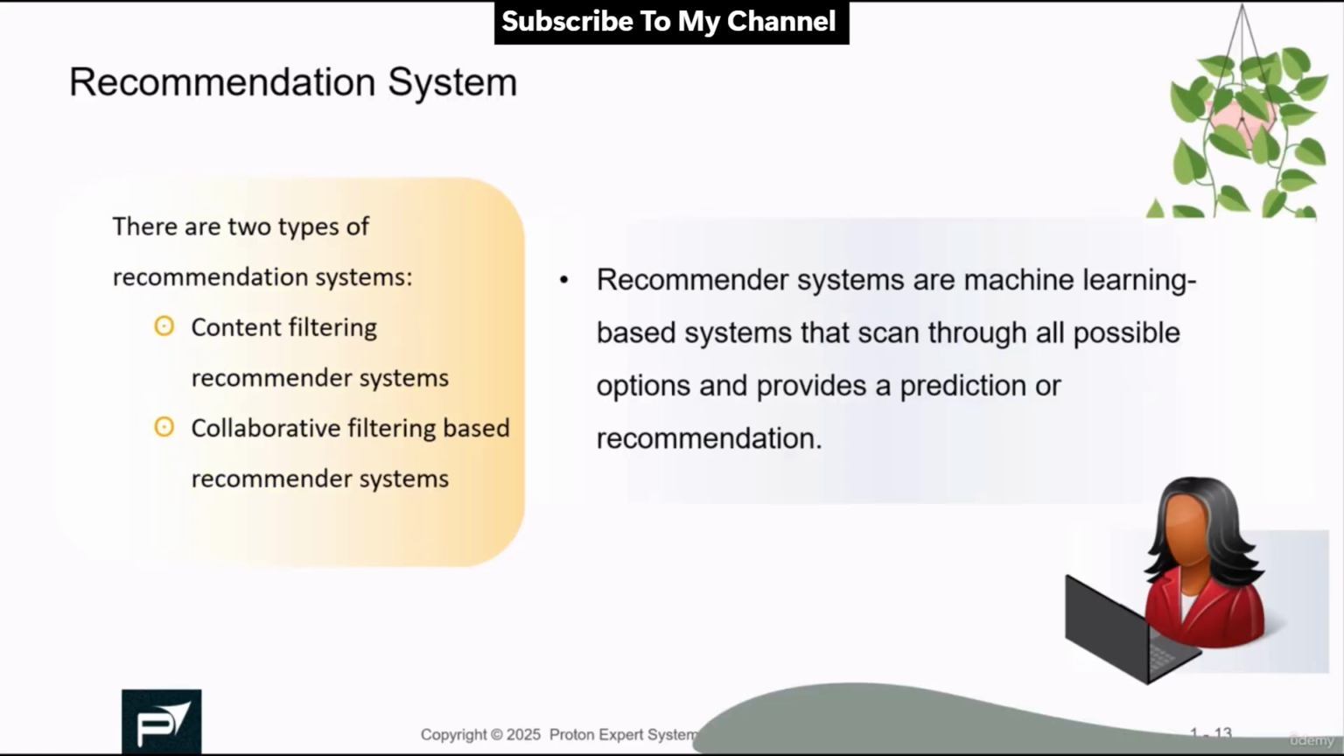Let's understand what is a recommendation system. Recommender systems are machine learning based systems that scan through all possible options and provide a prediction or recommendation. The recommender system performs well even if new items are added to the library. A recommender system's algorithm expects to include all site properties of its library's items. There are two types of recommendation system: content filtering recommender system and collaborative filter based recommender system.